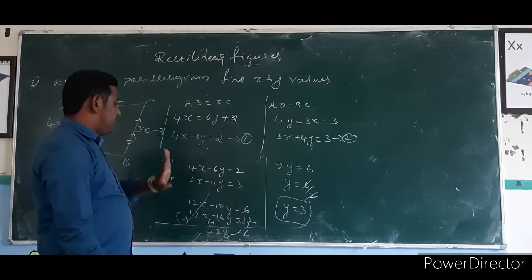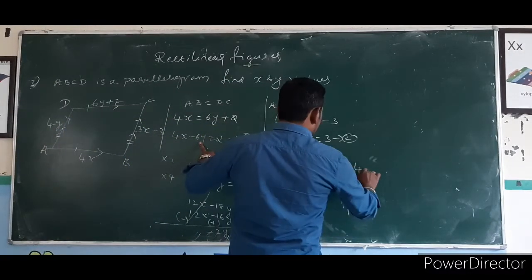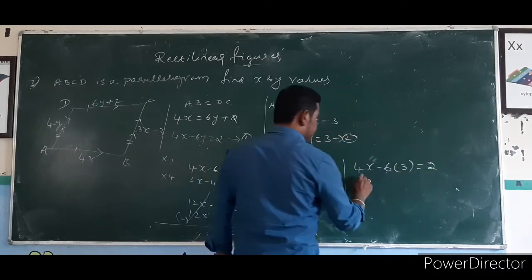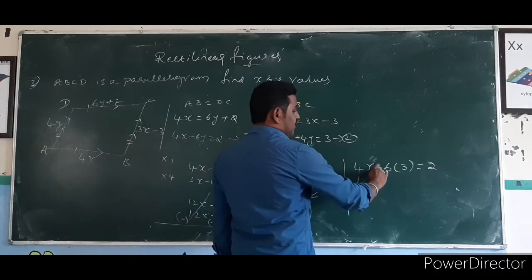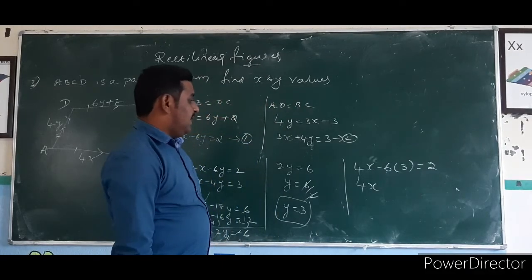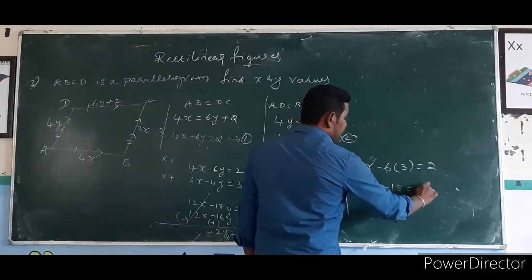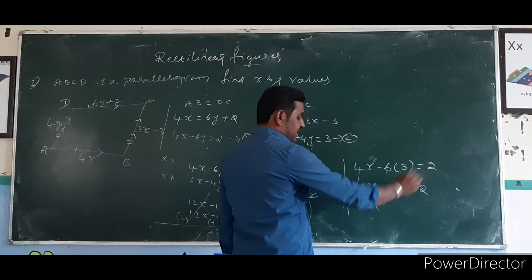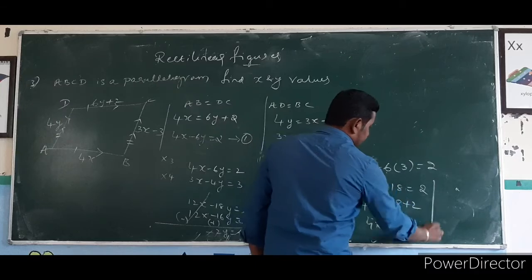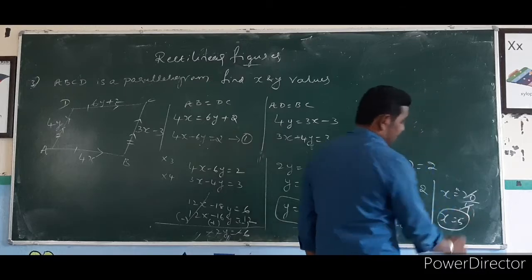Substitute in any one of the equations. If I substitute the y value in this equation, 4x minus 6, the y value is 3, is equal to 2. 6 3s are 18. 4x minus 18 is equal to 2. Shift 18 to that side, so plus 18 plus 2. 4x is equal to 20. x is equal to 20 divided by 4. That is, the x value is 5.